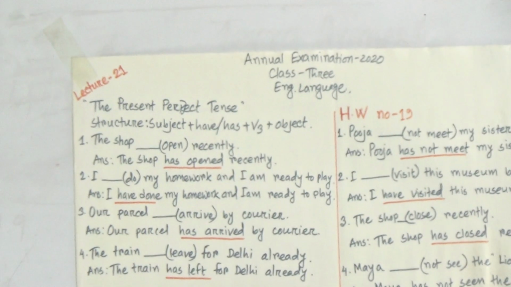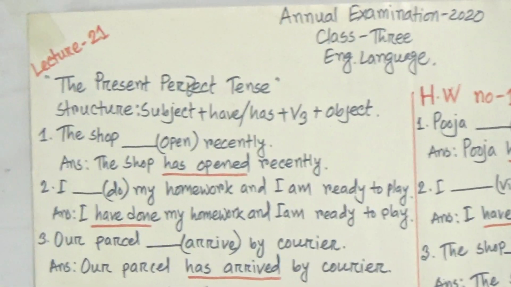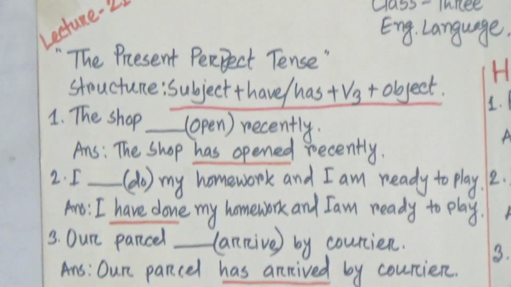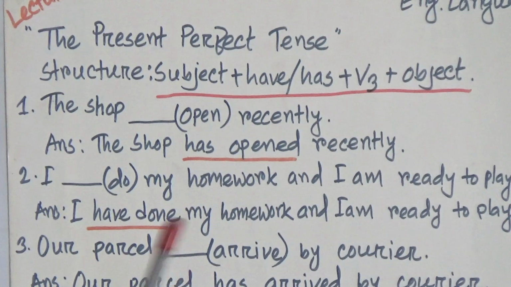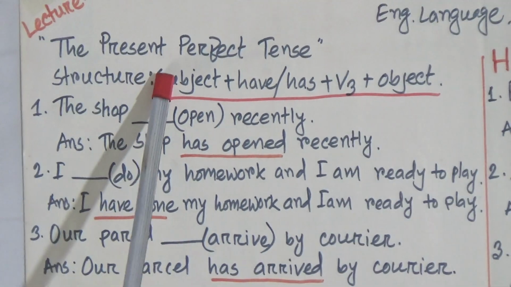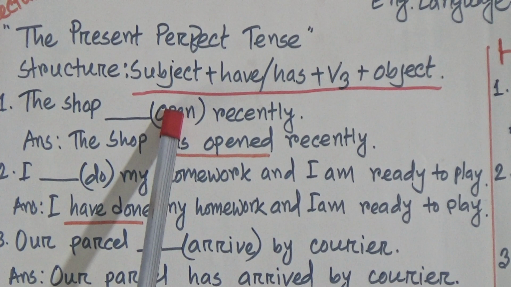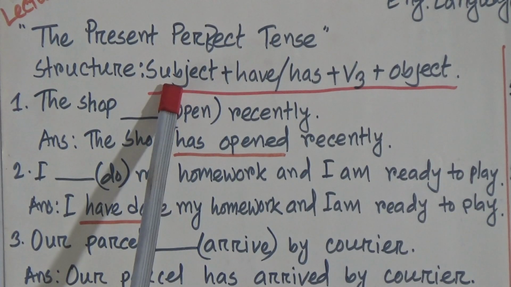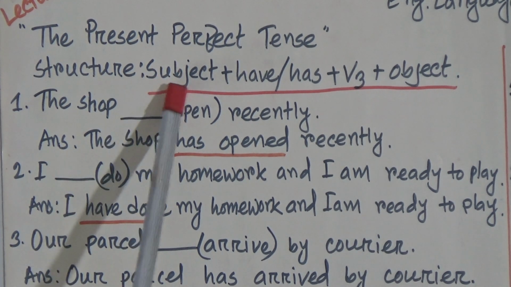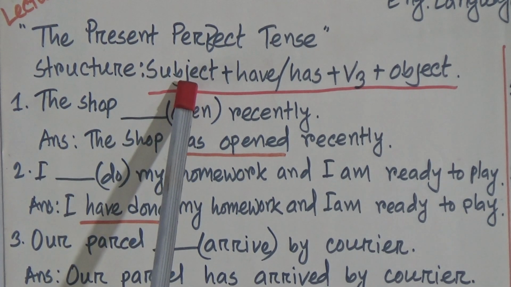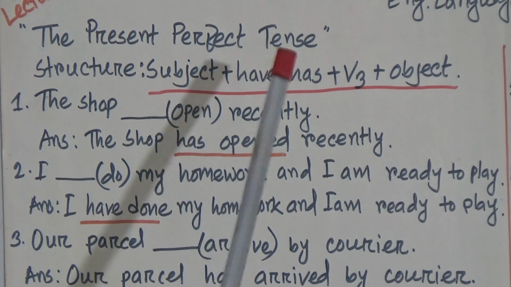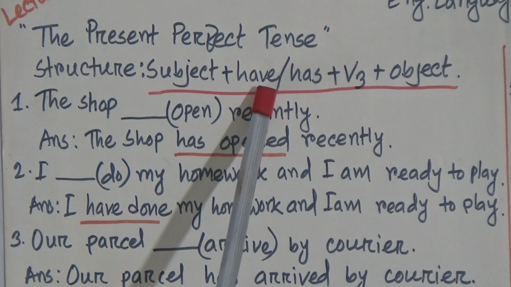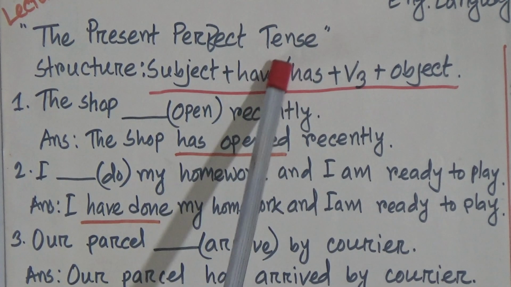To know about present perfect tense, first of all we need to know the structure of this tense. You have to memorize this structure very carefully. I have written the structure, and although it's your revision class, I will not elaborate my lecture on this structure. The structure is, first of all you have to write or give the subject, then the auxiliary verb. In present perfect tense we have to use two auxiliary verbs, have and has.